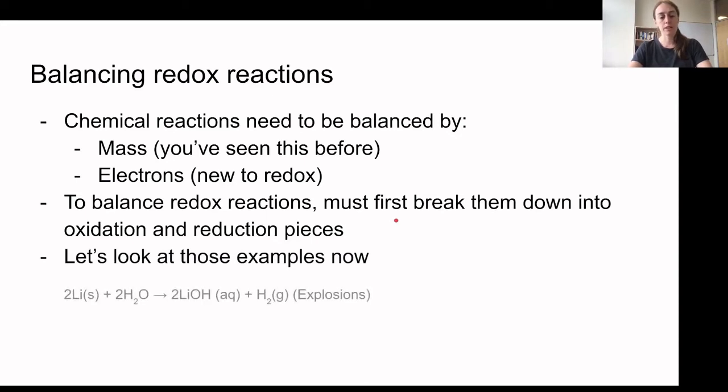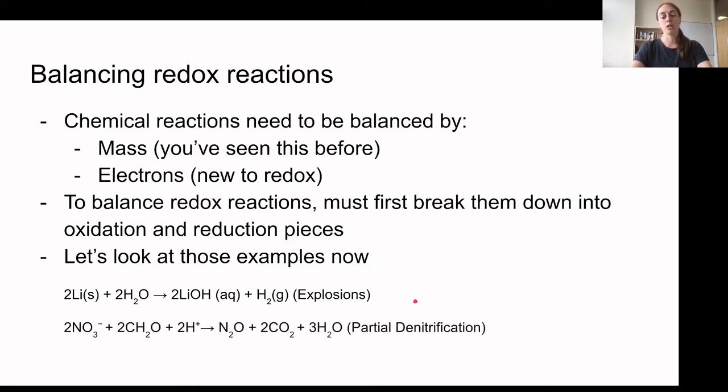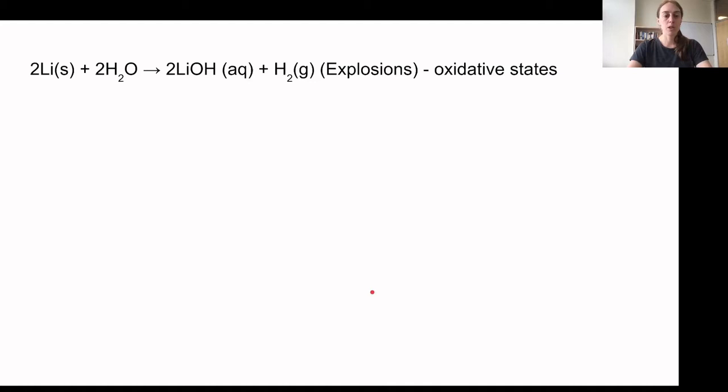So let's go back to these examples and actually go through them. Again, we're going to look at lithium and then denitrification. Starting with the lithium. First, again, we are tracking elements, not entire molecules, and we first need to determine the oxidation state. So for lithium, we can see that we have 2 of them, and because it's not charged, we have an oxidation number of 0.